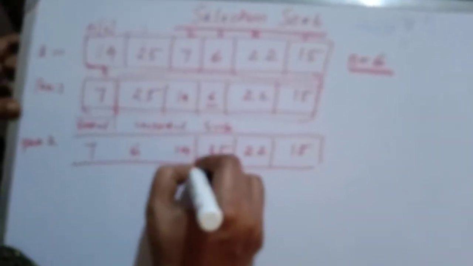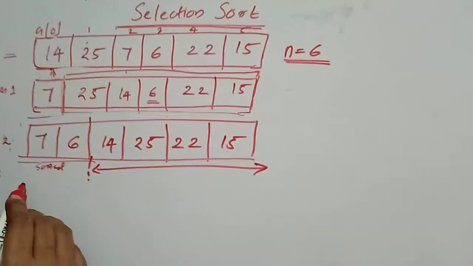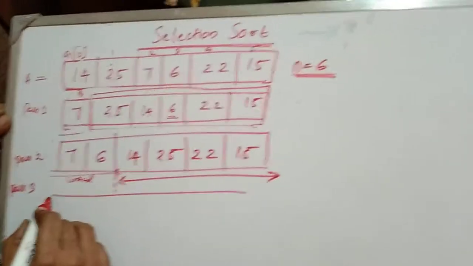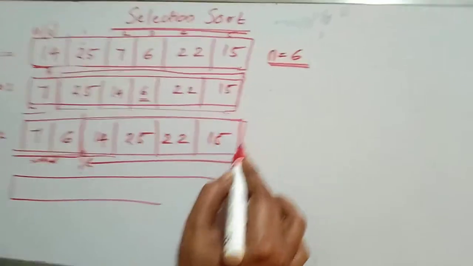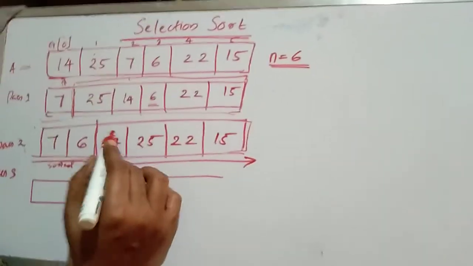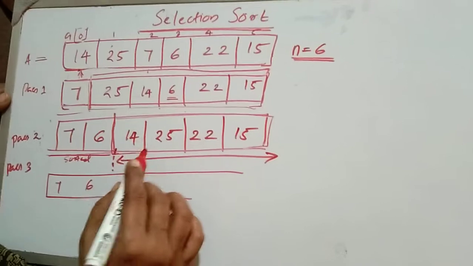Now this is our array, and this is the sorted subarray and this is the unsorted subarray. Clear? Next we consider this as the sorted subarray and this as the unsorted subarray. From the unsorted subarray we check which is the minimum value. Here we find 14 is the minimum value, so there is no need for any swapping, and we can write it as such.